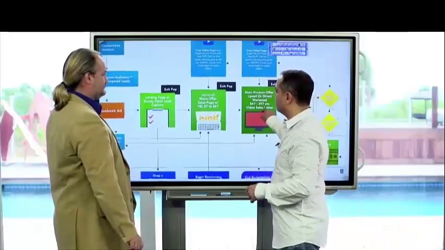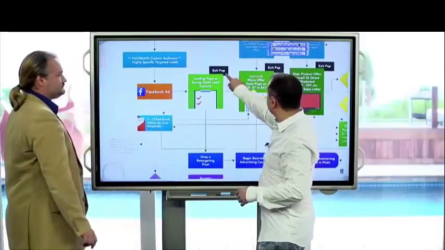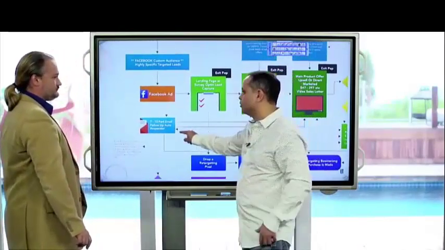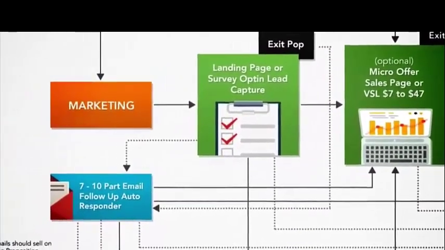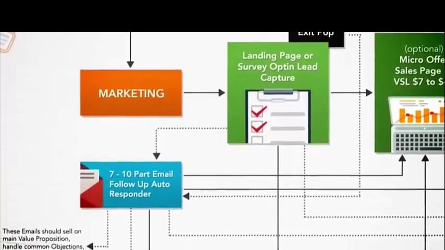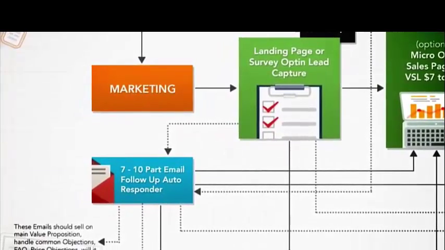And what we also have here, as we can see, is that this exit pop that captured the initial lead has a 7 to 10 part email follow-up autoresponder, and you can see what that says there. And Andy's going to go over some of the things that you want to focus on.